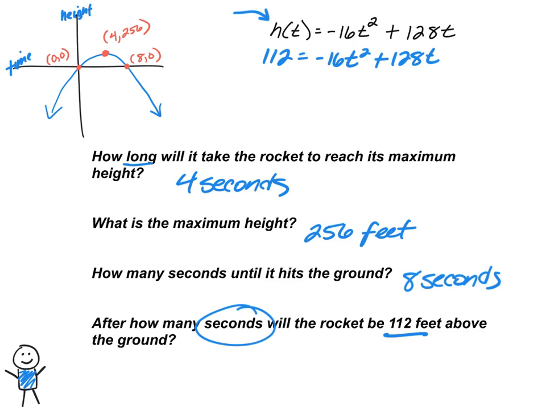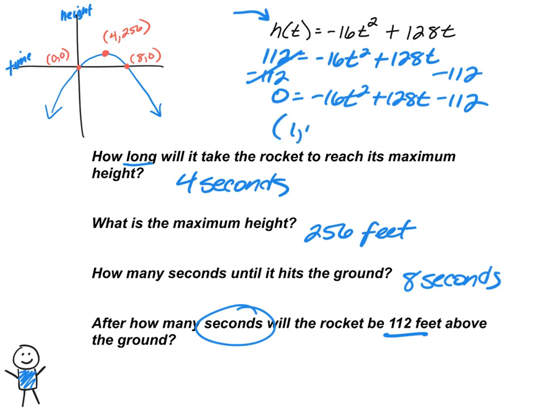This is a quadratic. I like to graph to solve my quadratic, so I'm going to go ahead and put this in standard form by subtracting 112 from both sides. Now that my quadratic function here is about to be in standard form, which is negative 16t squared plus 128t minus 112 after I've moved over the 112, I'm going to graph it and find the roots. I found them to be at 1, 0 and 7, 0.